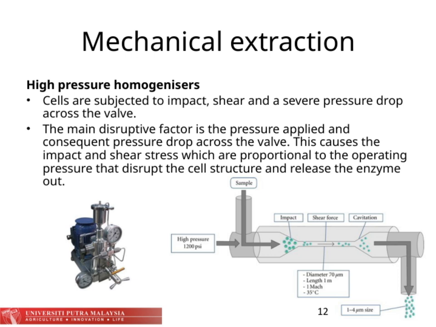This disruption is crucial because it releases the enzymes contained within the cells. So, in essence, high-pressure homogenizers use controlled pressure and shear forces to break open cells efficiently, facilitating enzyme extraction through mechanical means. This method is a vital part of the overall process of enzyme recovery, making it a very effective mechanical extraction technique.